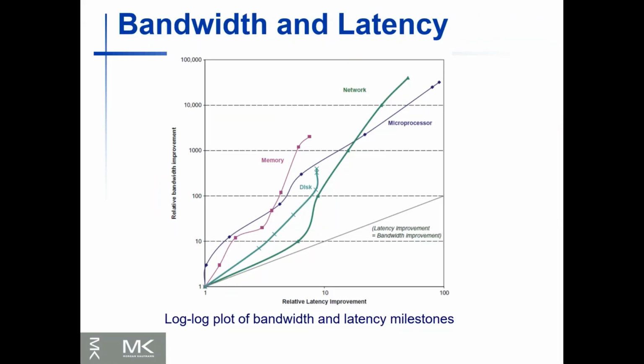Latency versus bandwidth. This graph is showing the improvement in both latency and bandwidth for different kinds of technology. If you see here, the microprocessor, the bluish purple line, the relative latency improvement is almost a straight line with bandwidth. But for things like network, the latency improvement is not much compared to the bandwidth. And for memory, the latency is not improving much, but the bandwidth is increasing a lot.